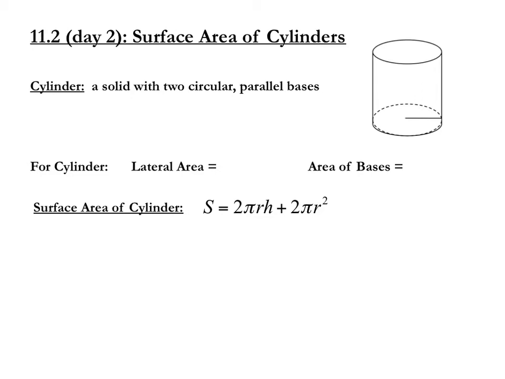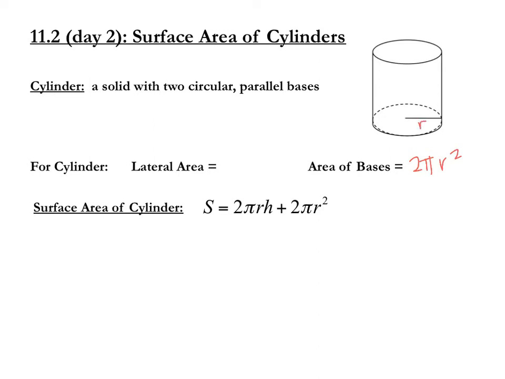If we were in class, I would have a whole demonstration with a soup can to talk about the difference between the lateral area and the area of the bases. If we think about the bases first, the bases of a soup can would be the top and the bottom. The top and the bottom happen to both be circles, so to find the area of the base, we just use the area of a circle formula. Area equals pi r squared. But since there's two of them, it's going to be 2 pi r squared. So that gets the two circles.